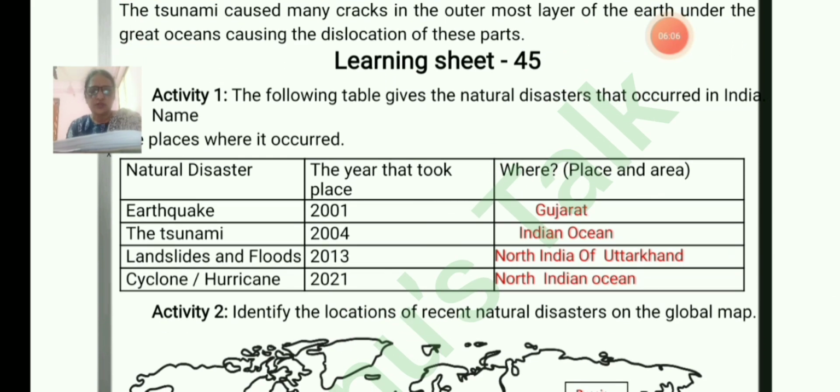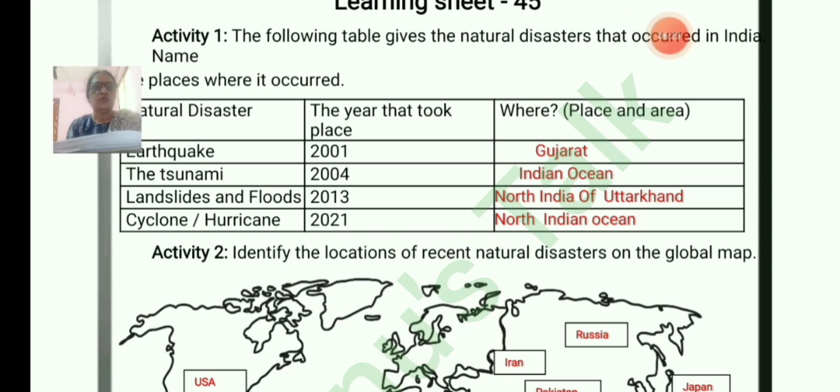They have given some natural disasters, and we have to write the year and where. So earthquake in 2001, that is in Gujarat. The tsunami 2004 in the Indian Ocean. The landslides and floods 2013 in North India or Uttarakhand. Cyclone, that is also called hurricane, 2021 in the North Indian Ocean.